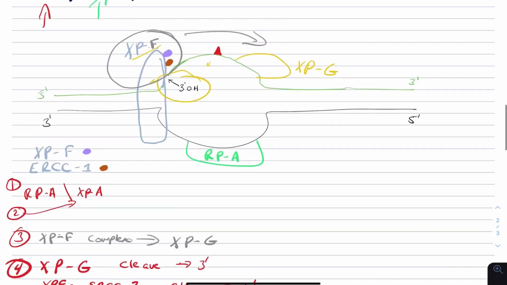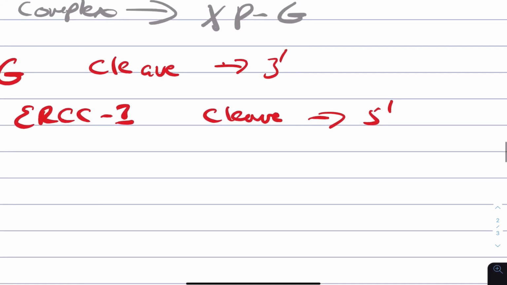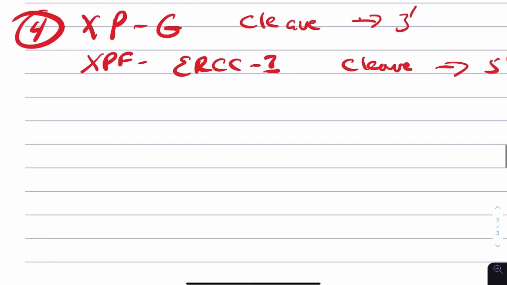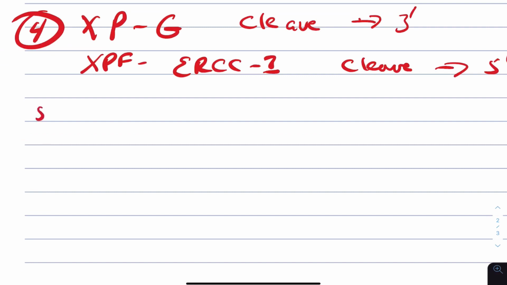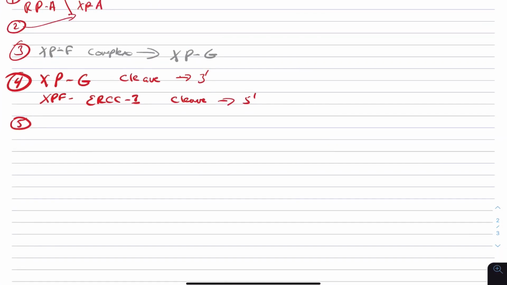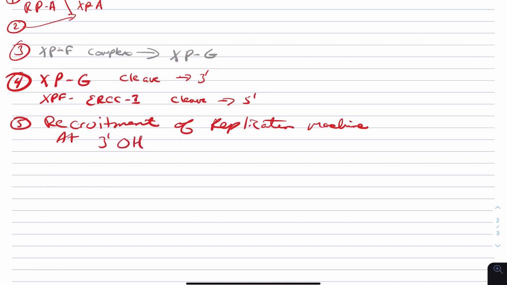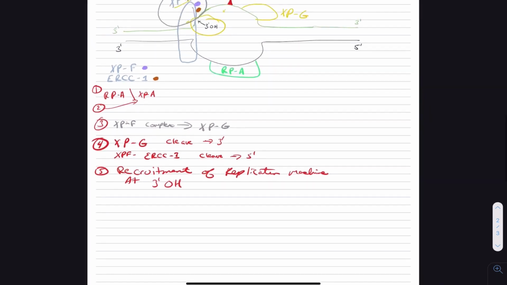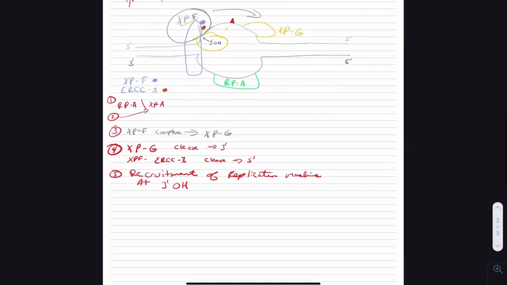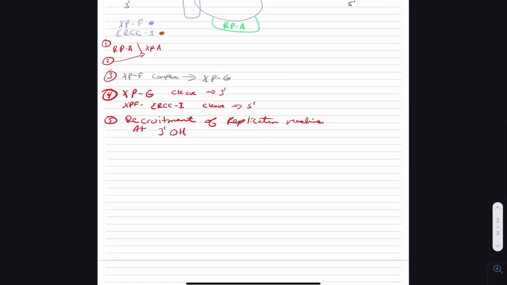So that's essentially what we already showed you over here in the drawing. And then in the fifth step, we end up having the recruitment of replication machinery. And again, this gets done at the 3 prime OH. Okay. All right. So this essentially is this third step in the nucleotide excision repair. Now we're going to move on to the next steps.